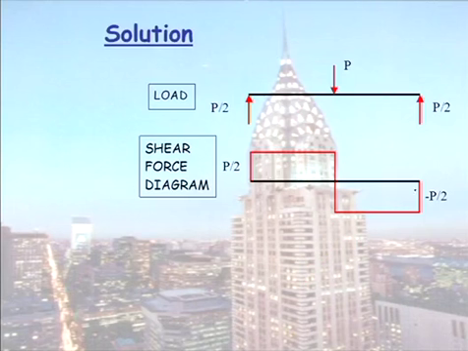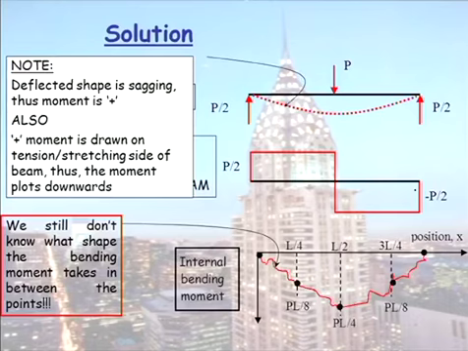What does our bending moment diagram look like? We don't know yet. However, we have 1, 2, 3, 4, 5 values for it. So, I've drawn a squiggly line here. We don't know what shape it is yet, but we're going to know that soon enough.